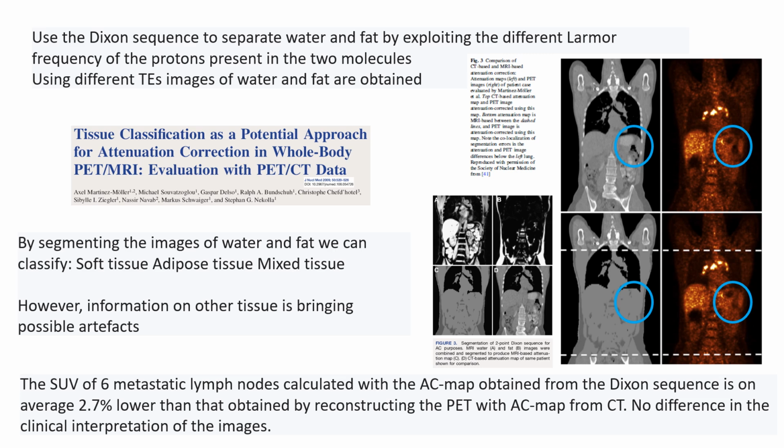Here we have an example where the SUV of 6 metastatic lymph nodes are calculated with the AC map obtained from the Dixon sequence, and they are on average 2.7% lower than that obtained by the reconstruction of the PET with an AC map from CT. The conclusion of the authors are that this level of difference has led to no differences in the clinical interpretation of the images.